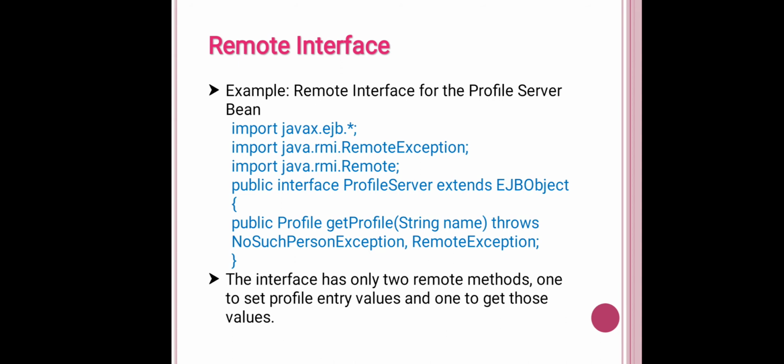Since the profile server interface is an RMI remote interface, its methods must throw RemoteException in case some RMI communication problem occurs during a method call. Also, the arguments and return values for the methods have to be serializable or they need to be exportable RMI objects themselves. Our getProfile method returns a profile object which we will implement as an RMI exportable object. The interface has only two remote methods, one to set profile entry values and one to get those values.